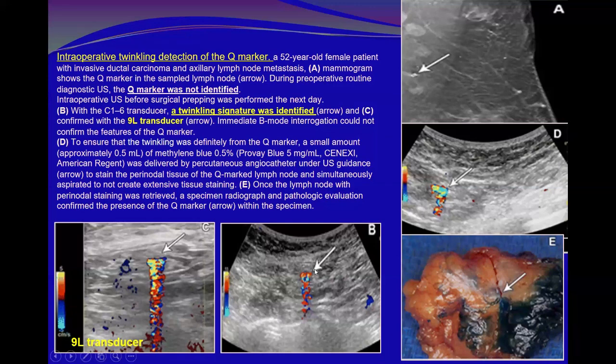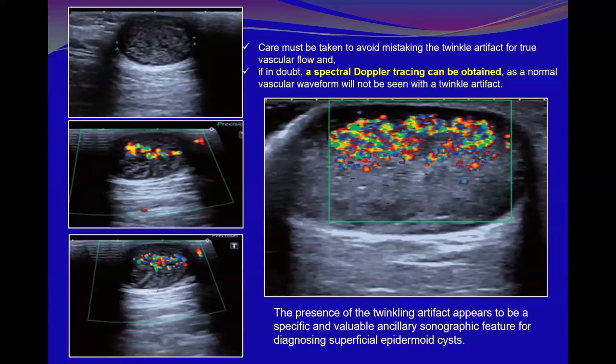Okay, here in the 9 frequency transducer, and this is in the convex transducer, pre and post radioactive. It's just post coil, and this is post coil, and this is the post-operative specimen. Okay, and also spectral Doppler tracing can be obtained as a normal vascular waveform.